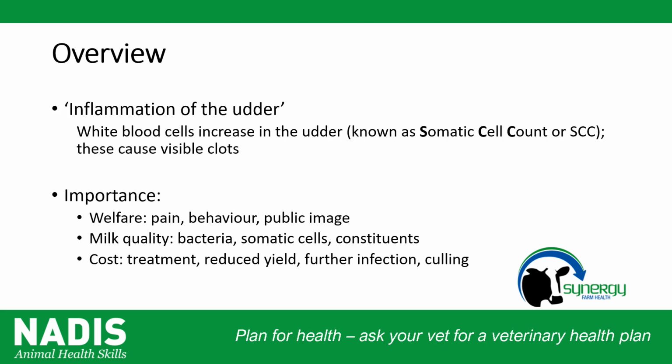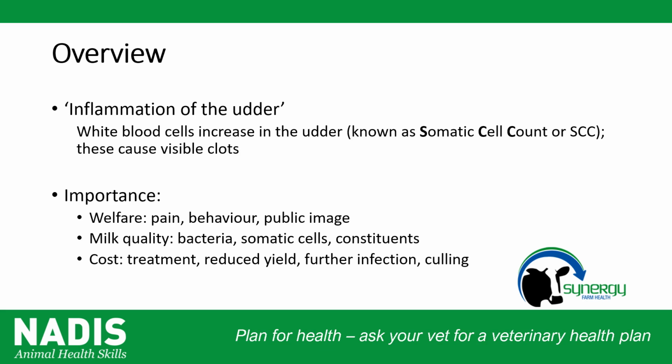Mastitis means simply inflammation of the udder, which in almost all cases is caused by a bacterial infection. The number of white blood cells, which in udders are known as somatic cells, increases. Somatic cells can cause visible clots in the milk and can be measured to give an idea of subclinical problems.